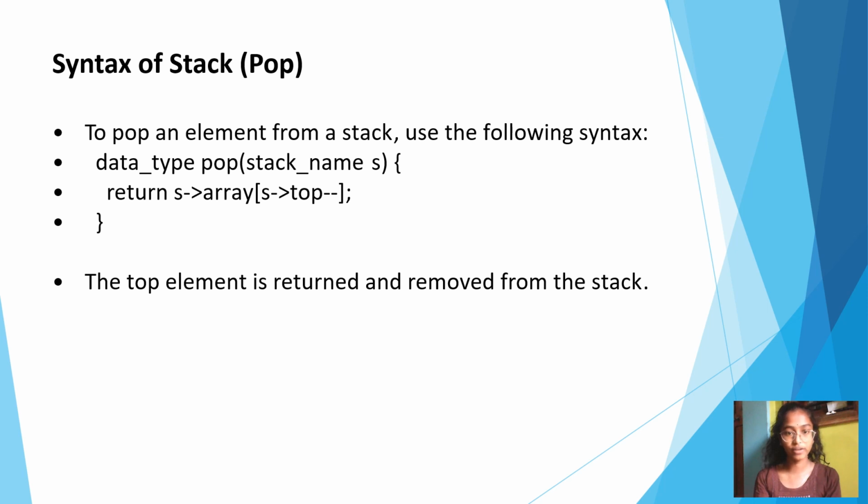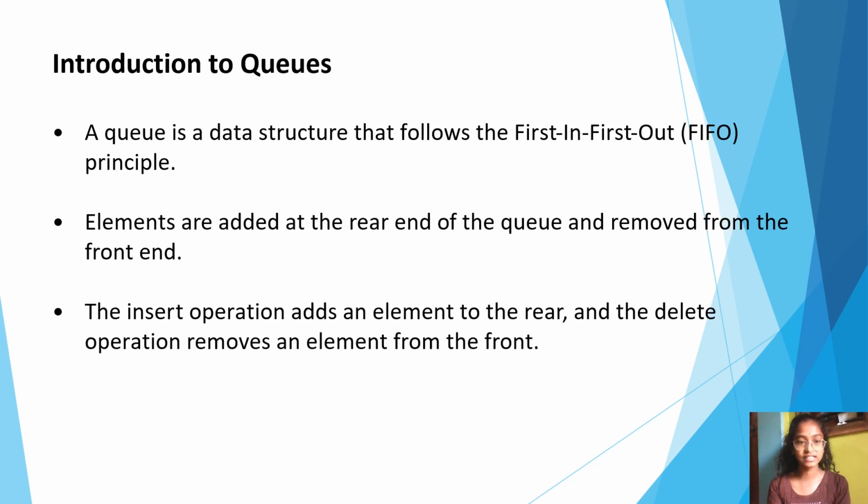Next, let us see the syntax of the stack pop operation. To pop an element from a stack, use the following syntax. data type pop(stack name s), open curly bracket, return s->array[s->top--], semicolon, close curly bracket. The top element is returned and removed from the stack. And next, let us see the introduction to queues.